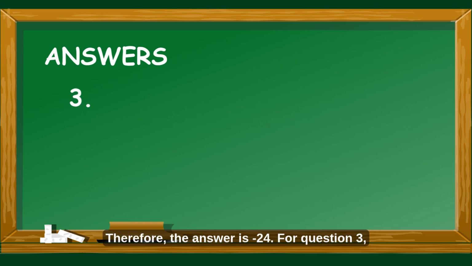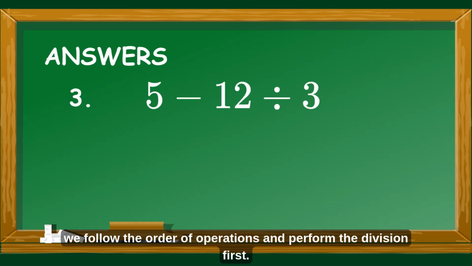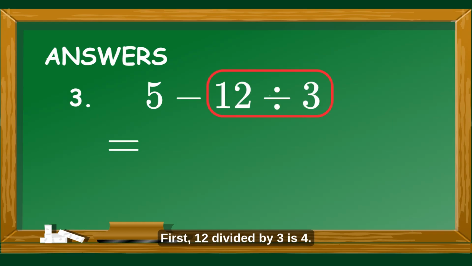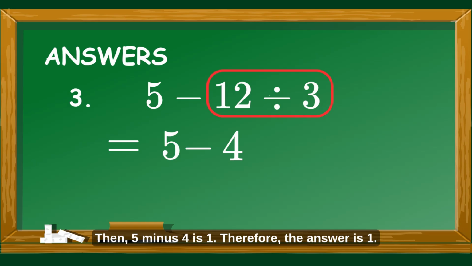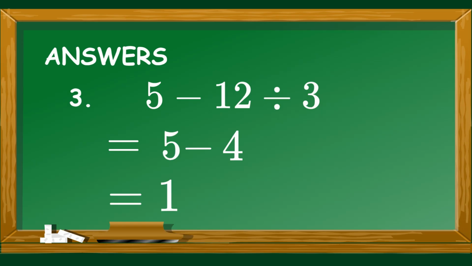For question 3, we follow the order of operations and perform the division first. 12 divided by 3 is 4. Then, 5 minus 4 is 1. Therefore, the answer is 1.